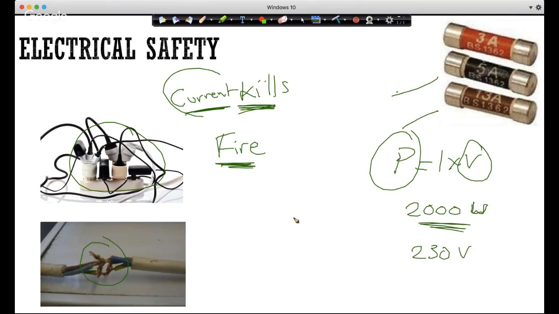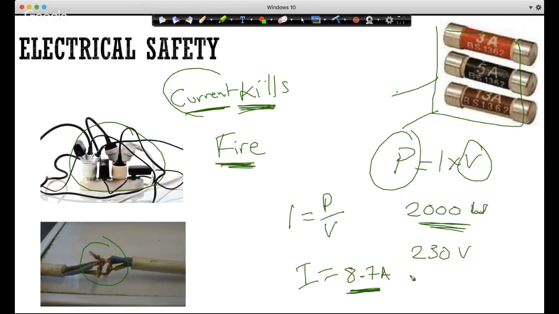So we could rearrange the equation. Again, foundation tier won't have to do this, but I equals P over V to work out the current reading of the device. Quickly on a calculator, 2000 divided by 230 gives us an answer of 8.7. So 8.7 amps is what goes through the appliance. I have to use the fuse rating above that, so you're going to have to choose a fuse which is higher than 8.7. That means I'm going to have to go for a 13 amp fuse. They'll tell you the fuses available in the question, but that's how to work that out.